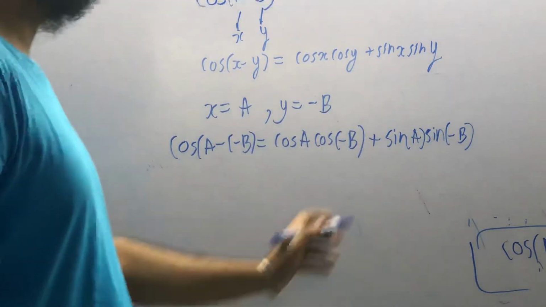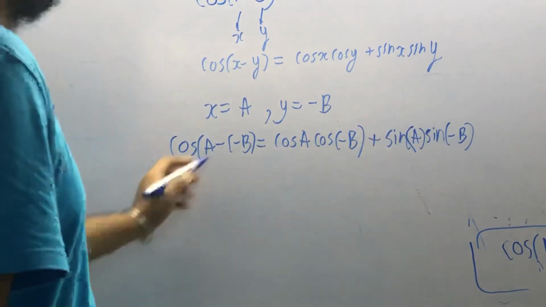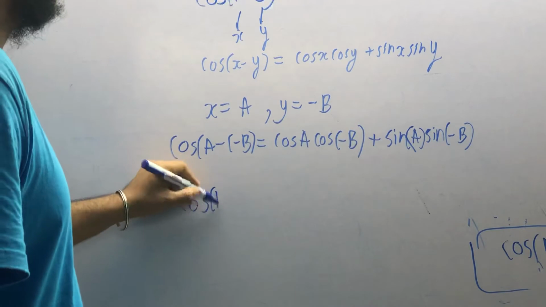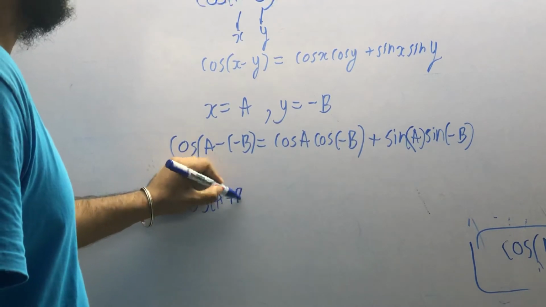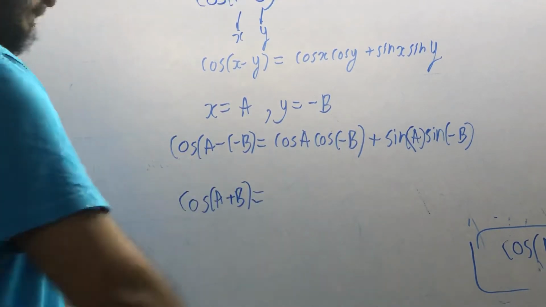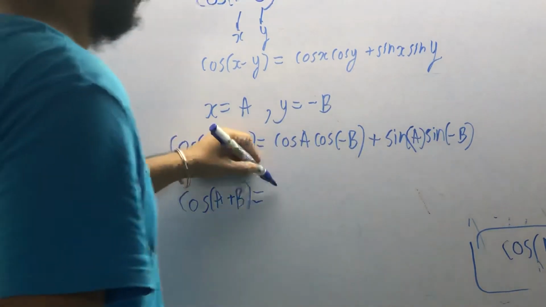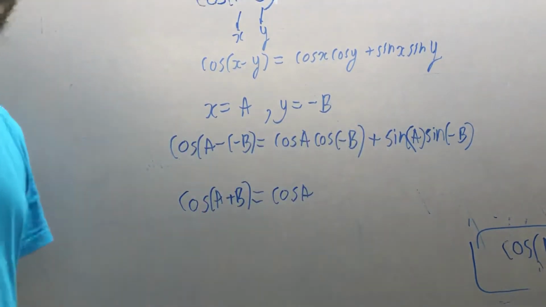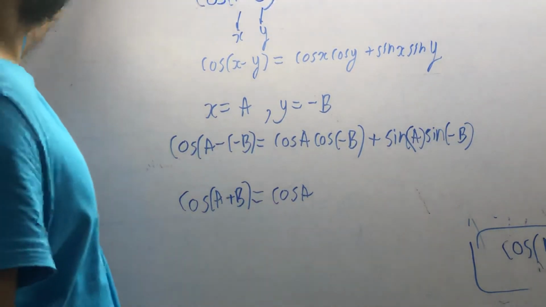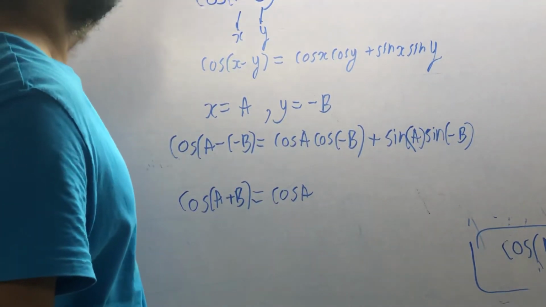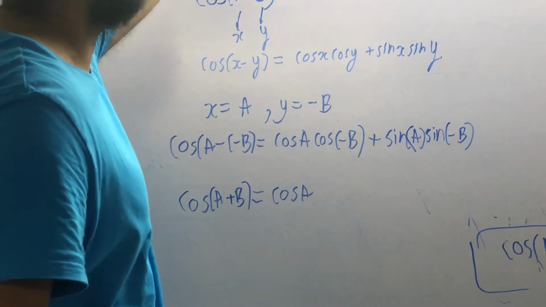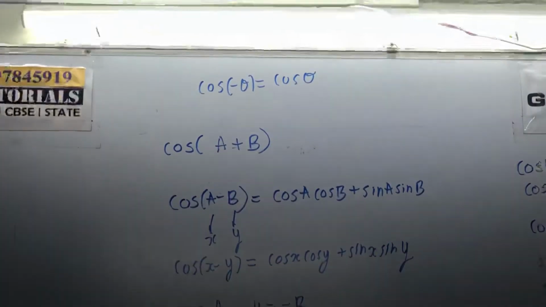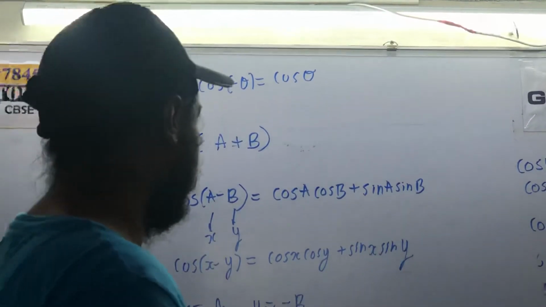Okay, I hope this is clear. So this is cos(A minus minus B), so cos(A plus B) is equal to cos A, you can write like that. This is cos of minus B. Cos of minus theta is what? We have done this property, I am still writing for you. Cos of minus theta is cos theta. So here you can write cos B.